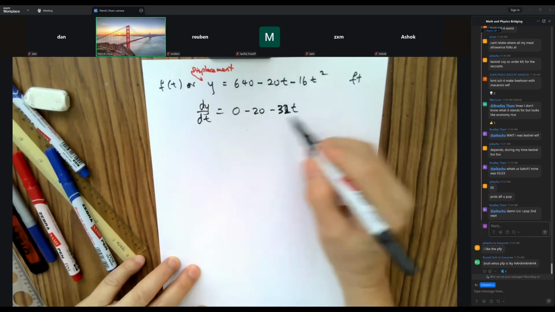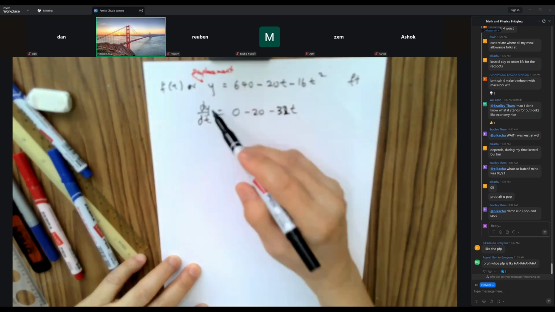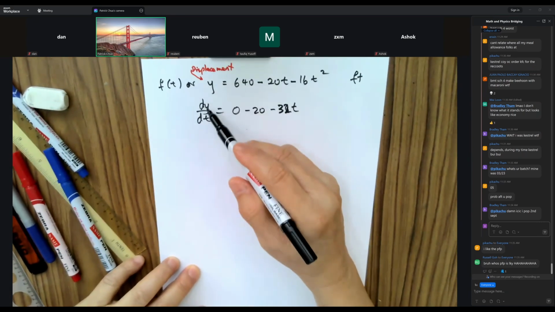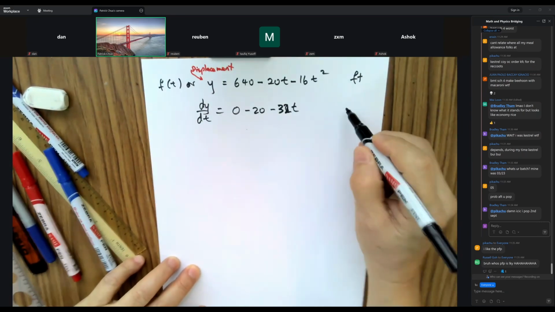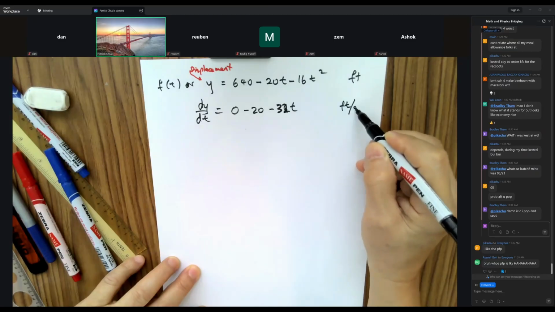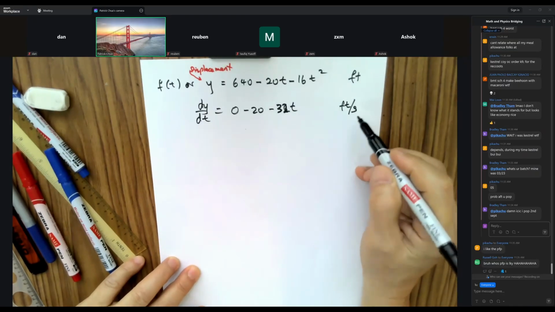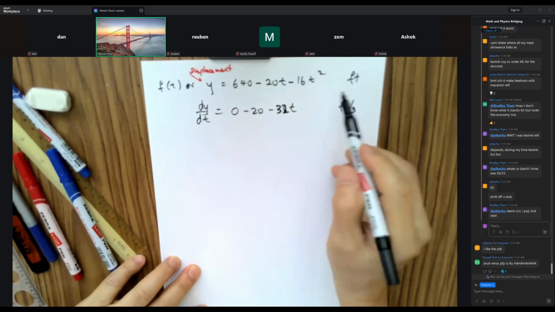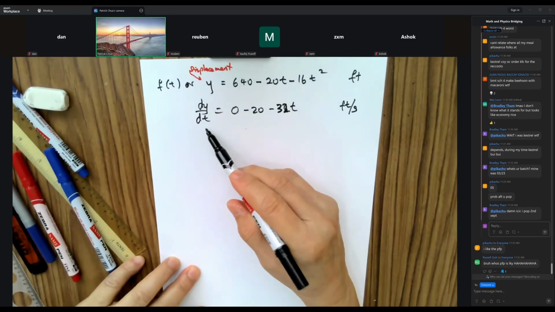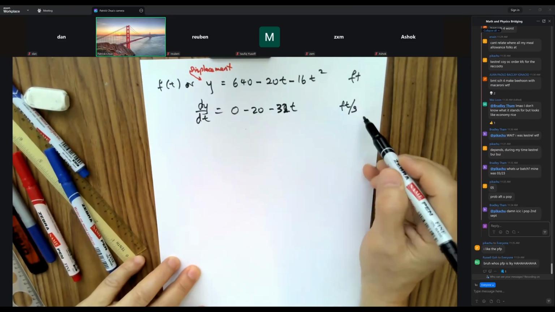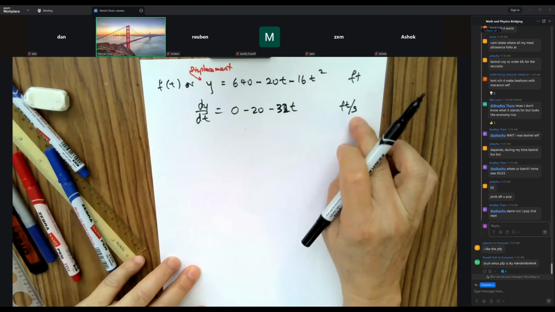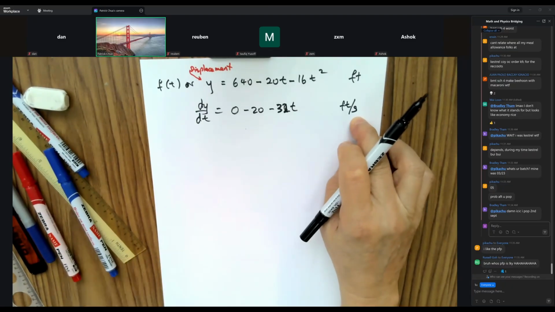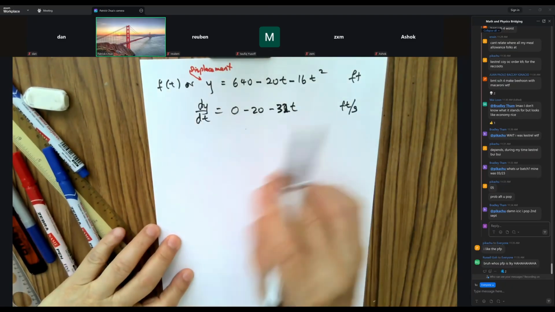Okay. So what's the unit now? When you differentiate displacement, dy divided by dt becomes feet divided by time, second. So it's feet per second. Because displacement is in feet, then divided by time, the unit is feet per second. So it becomes what? Velocity. Okay, the velocity.